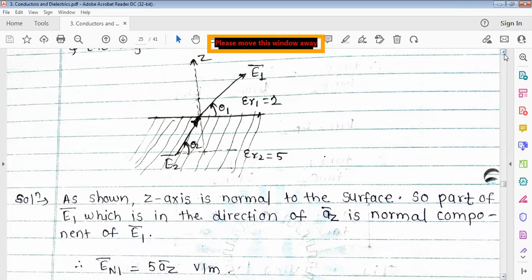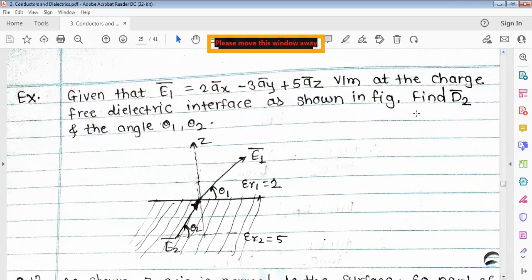Here what we have to find is D2 bar and the angles theta 1 and theta 2. So can anyone tell me how to find this D2 bar? How can we relate this, and how to find D2 bar and theta 1 and theta 2? Yes, anyone?